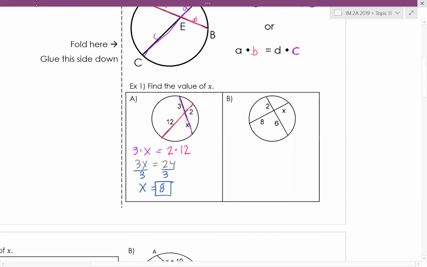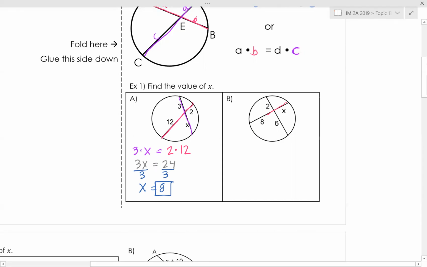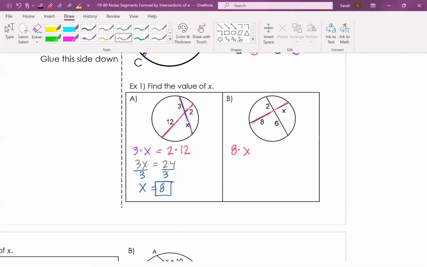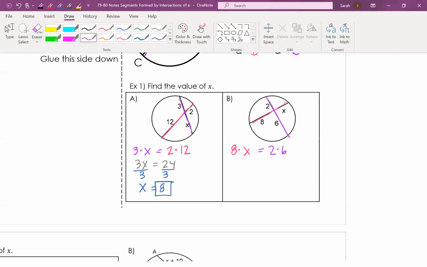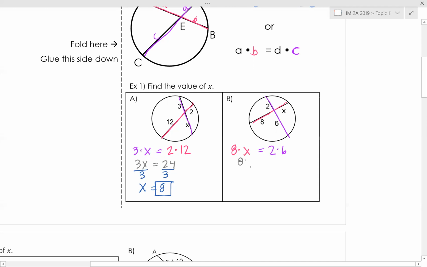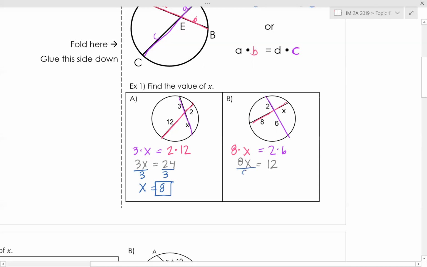Now we're looking at the diagram and taking the two values from one chord. If I do the one with the variable first, that means I'm going to multiply 8 times X, and I'm going to set that equal to the values on the other chord, which are 2 and 6. That's equal to 2 times 6. So that means that 8X is equal to 12. And then dividing both sides by 8, if I divide 12 by 8, that gives me that X is 1.5.